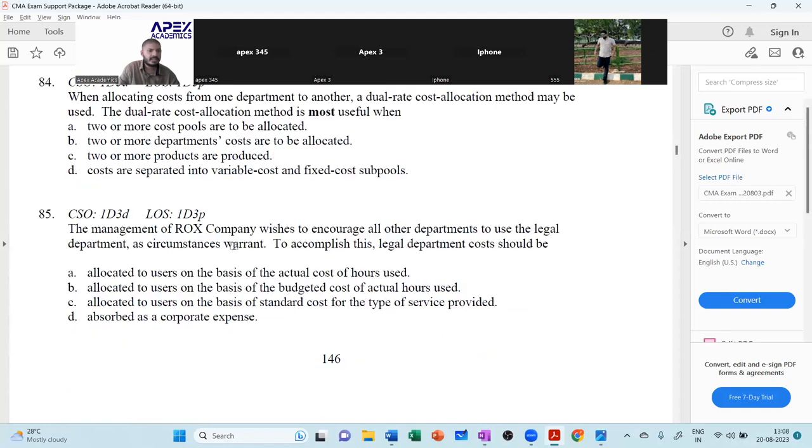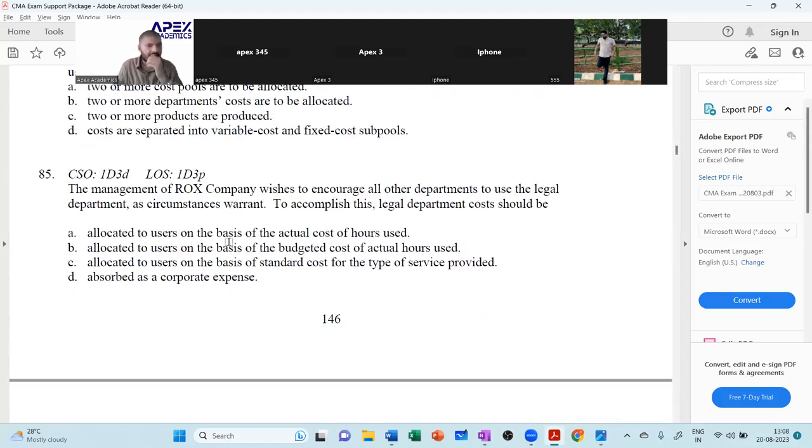Question number 85. The management of ROX company wishes to encourage all other departments to use the legal department as the circumstances warrant. What does ROX say? As in when you need to use the legal department. To accomplish this, where should the legal department cost be? Should it be allocated on the basis of the actual hours used?